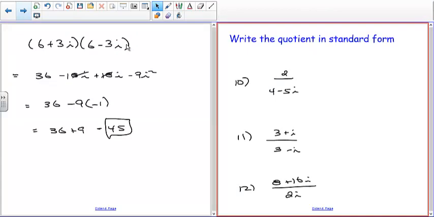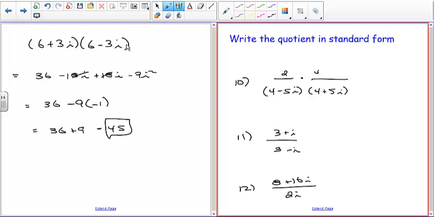Okay, next one is complex numbers that are in quotient form. So what you want to do is rewrite it without a complex part in the denominator. So in all cases, you're going to take the original number, put parentheses around the denominator. Then you're going to take the complex conjugate of that number and multiply both the numerator and the denominator by its complex conjugate.